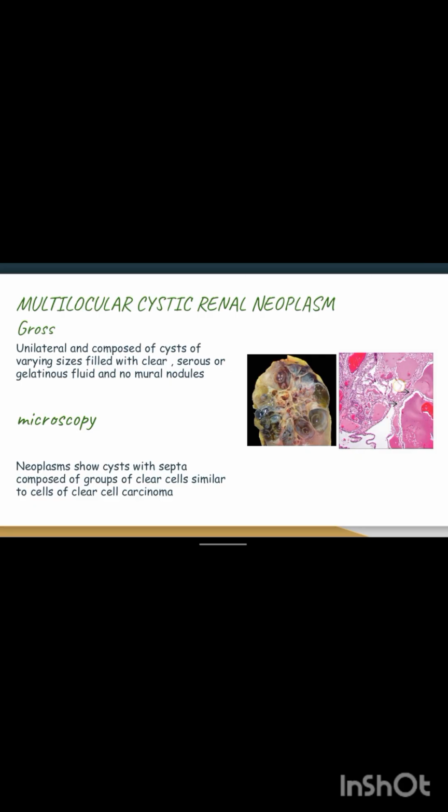Now, looking onto the microscopy of the multilocular cystic renal neoplasm, the neoplasm shows cysts with septa composed of groups of clear cells similar to cells of clear cell carcinoma. This is the microscopic feature of multilocular cystic renal neoplasm. Here we can see the septa and the cells are clear here also.